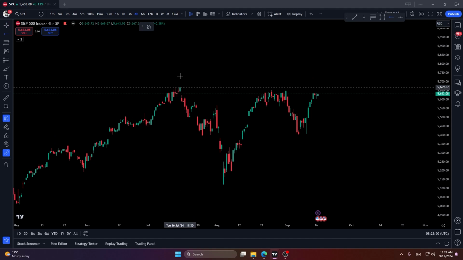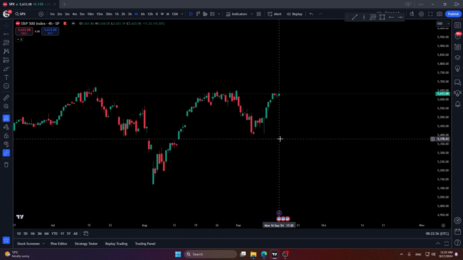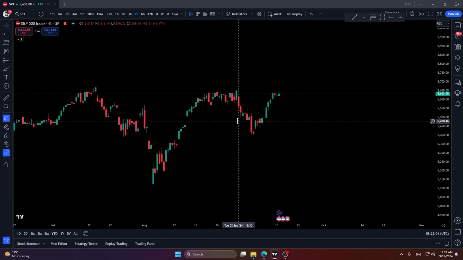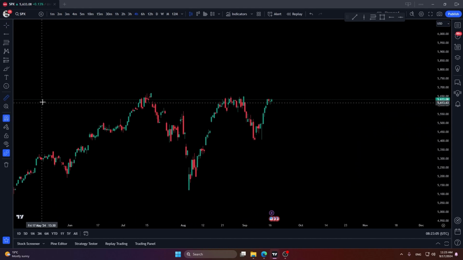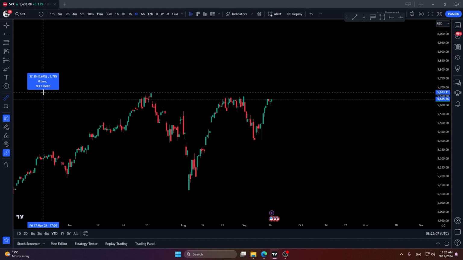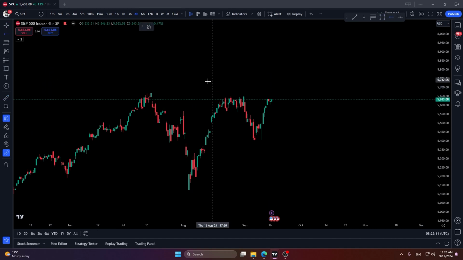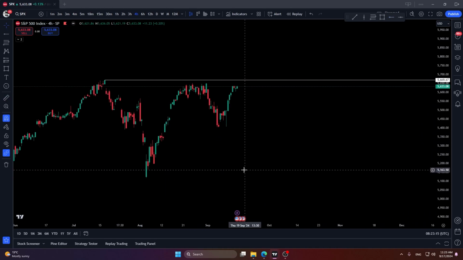This is the S&P 500 right now. As you can see, we've seen quite a sequence of green days, and we're just 0.7% away from the all-time highs, so let's just mark this. And if you look at the daily, you can see it more clearly right here.